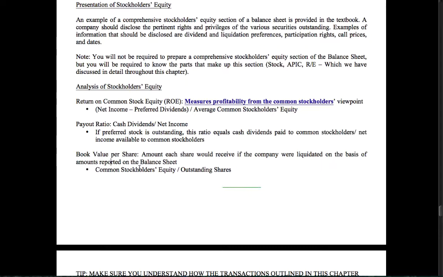Regarding the book value per share, what this allows them to know is what each share would receive if the company were liquidated on the basis of the balance sheet. Therefore, why this is important to a common stockholder is they know that if the company were liquidated based on what's reported on the balance sheet, their share would be worth so many assets. And then they can use that to determine how valuable that share is to them.